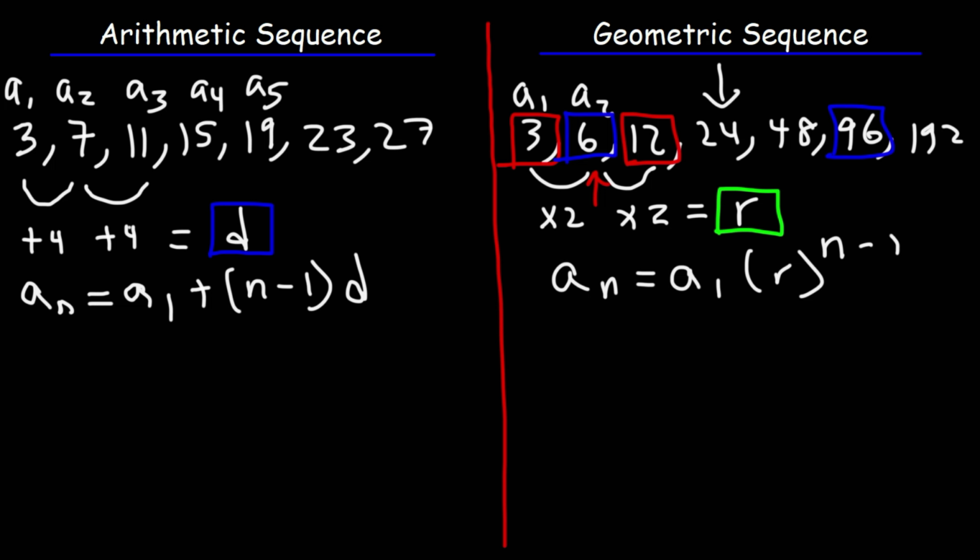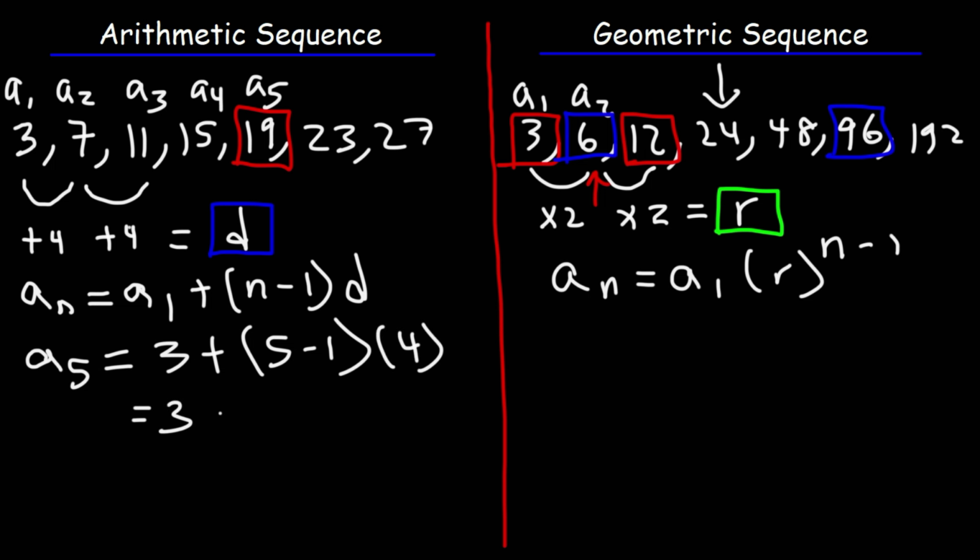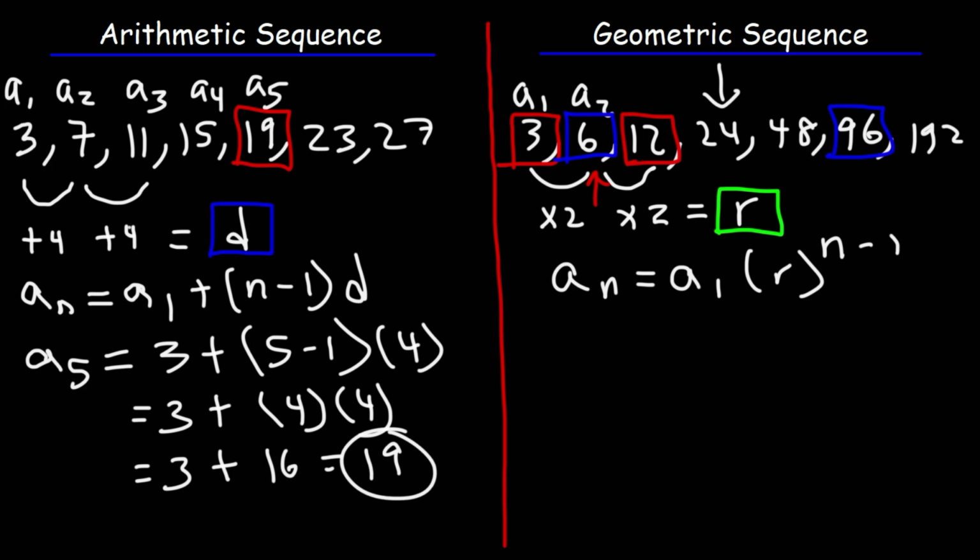Now, let's use that equation to get the fifth term in the arithmetic sequence. So that's going to be a sub 5. A sub 1 is the first term, which is 3. n is 5, since we're looking for the fifth term. The common difference is 4 in this problem. 5 minus 1 is 4. 4 times 4 is 16. 3 plus 16 is 19. So this formula gives you any term in the sequence. You could find the fifth term, the seventh term, the 100th term, and so forth.